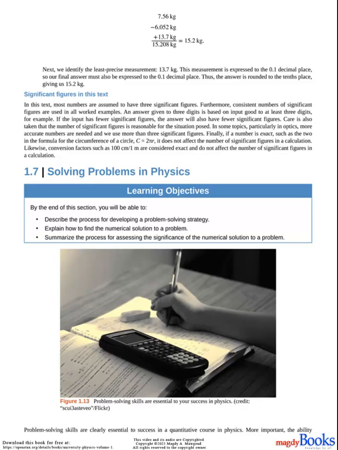Finally, if a number is exact, such as the 2 in the formula for the circumference of a circle, C equals 2 pi r, it does not affect the number of significant figures in a calculation. Likewise, conversion factors such as 100 centimeter over 1 meter are considered exact and do not affect the number of significant figures in a calculation.